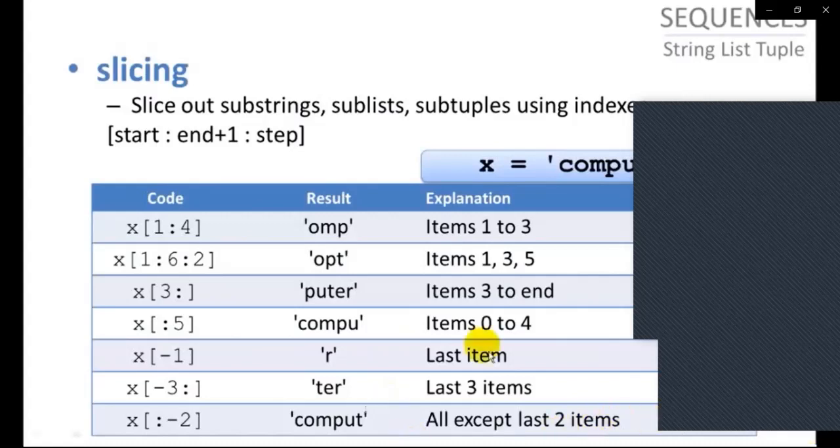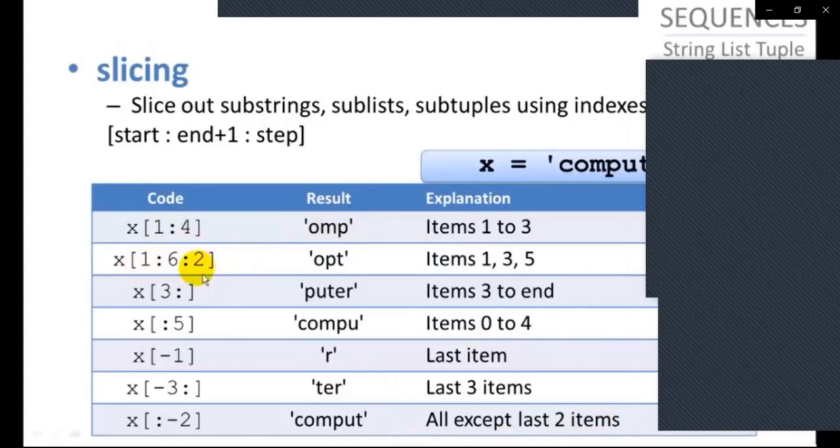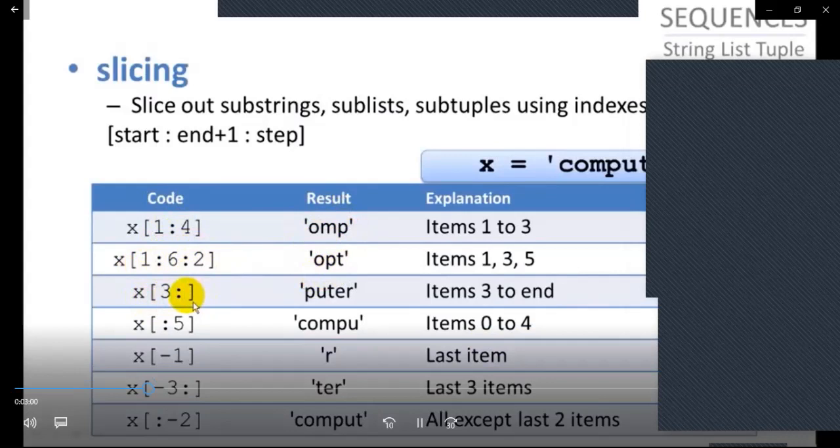So let's say we have x of 1 to 4 using a colon, and this will return to us items 1 to 3, which is OMP. If we want to slice items 1 to 6, this actually cuts off at 5, and it'll give us every other item since we have a step of 2 here. So items 1, 3, and 5: OPT. And x with items 3 to basically no end, right? We didn't put an item after the colon, so that's going to give us 3 onward, so PUTER.